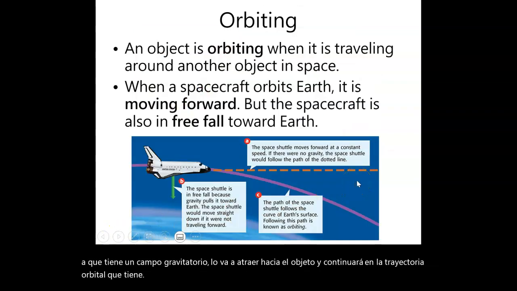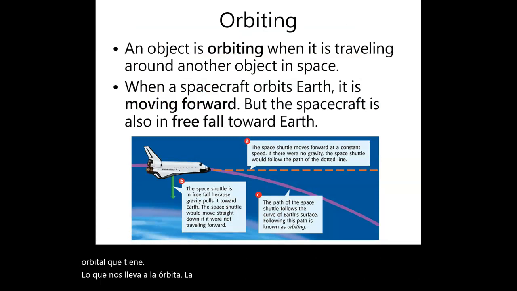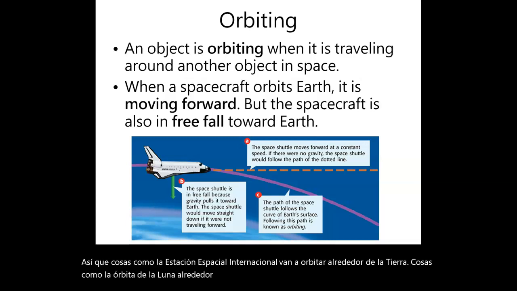Which brings us to orbiting. Orbiting is when an object is traveling around another, specifically in space. So things like the International Space Station are going to orbit around the Earth. Things like the moon orbit around the Earth. We have put up multiple satellites that orbit around the Earth. All of these are in an orbital path.